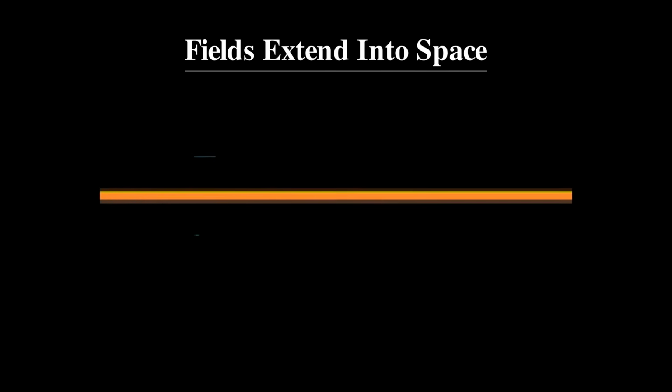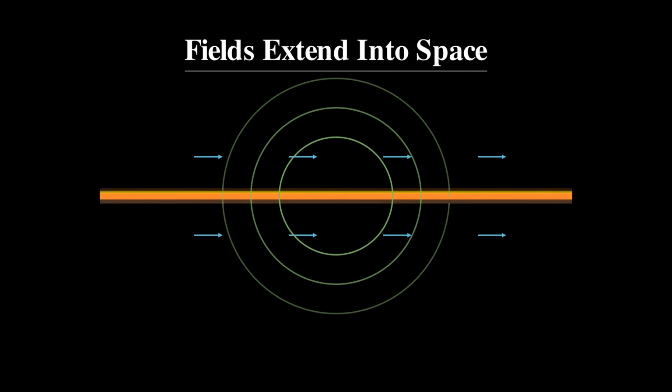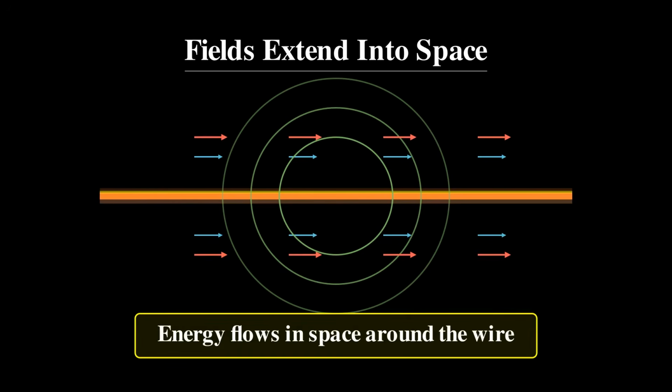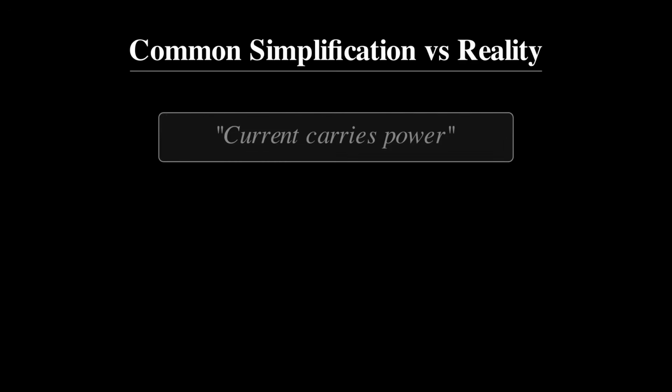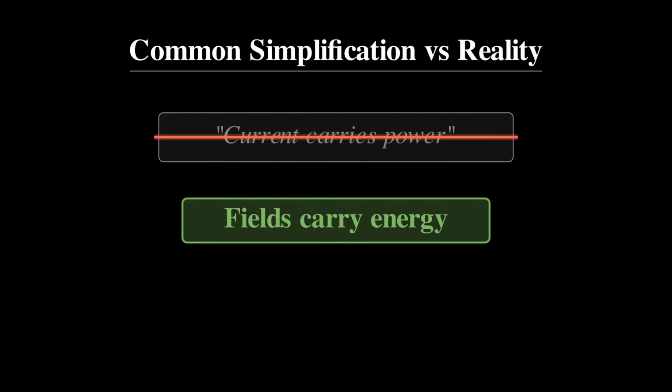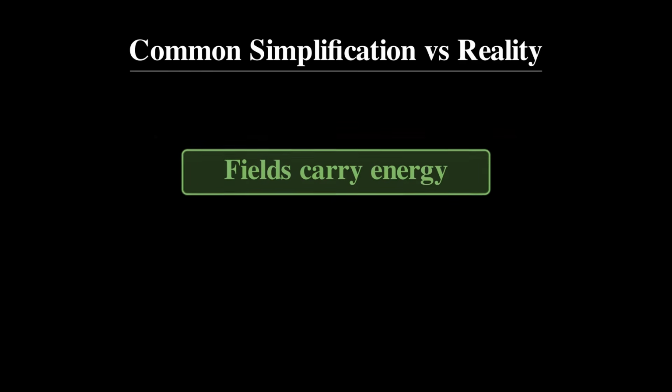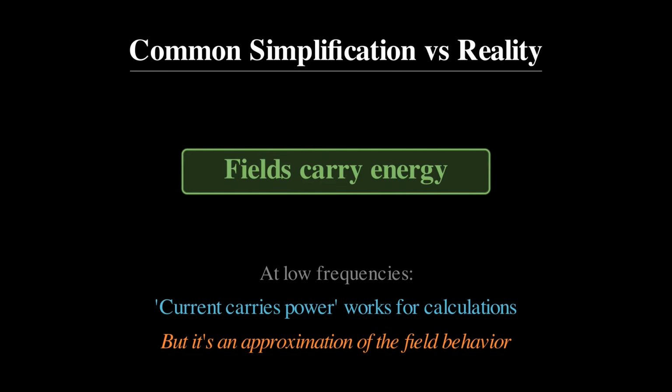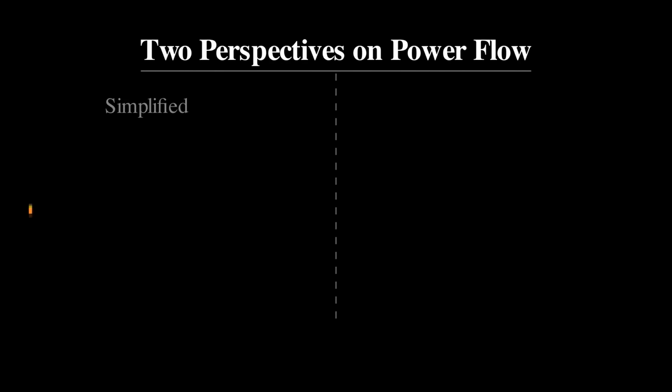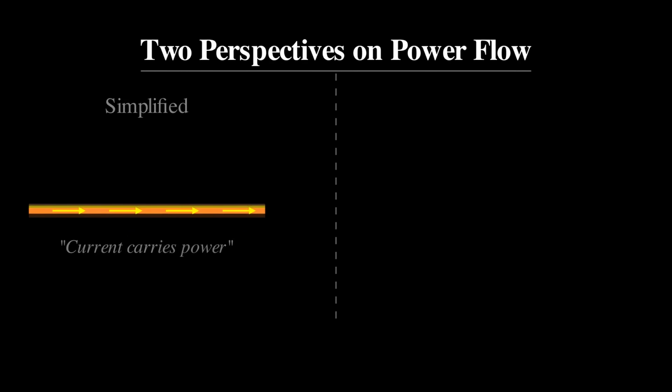Once you know that both E and B extend into the space around the conductor, it immediately follows that the energy flow must exist in that space as well. There is no way to confine the energy strictly inside the metal without violating the structure of Maxwell's equations. This is where the usual circuit language description becomes an approximation. At low frequencies, and for simple circuits, it's convenient to talk as if current carries power through wires.